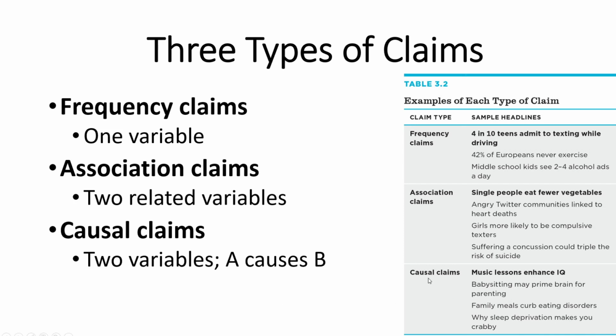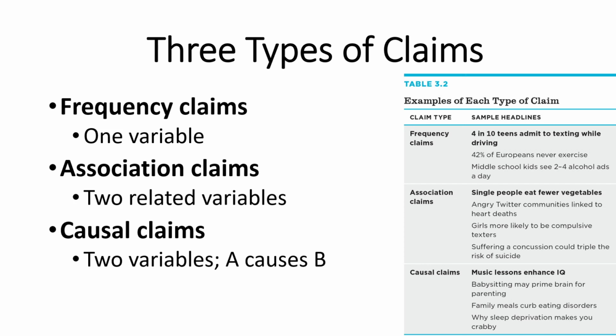And again, over here we have causal claim examples. Music lessons enhance IQ. So more music, more of A causes more of B, a higher IQ. Babysitting may prime brain for parenting. So more babysitting leads to better performance as a parent. So we're seeing that directionality, and we can talk about it as enhancing or increasing or improving some kind of direction there where one is causing something in the other.